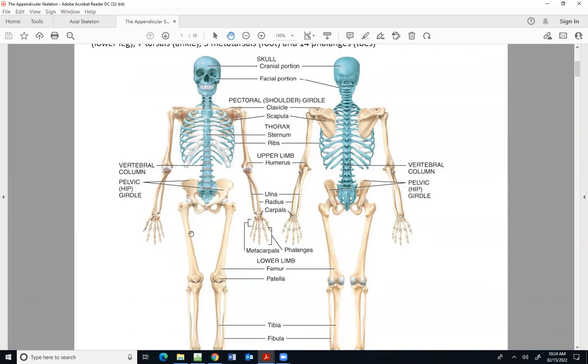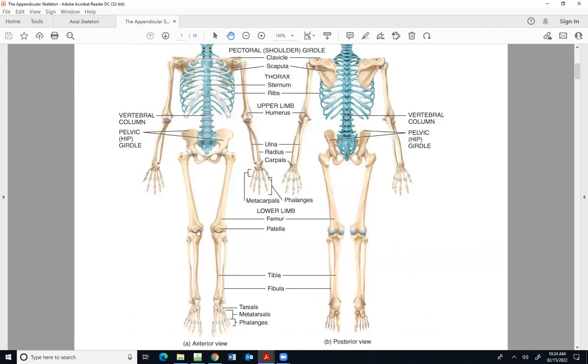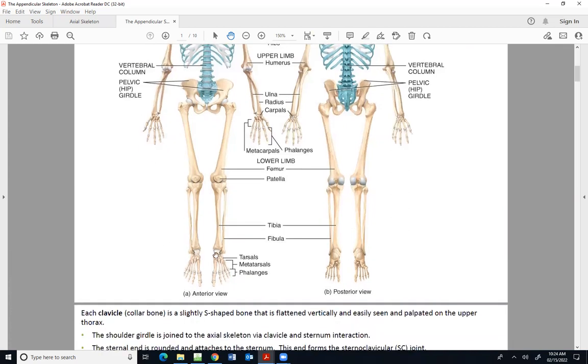One big long bone, the biggest, strongest, longest bone of the body, is the femur. Then you've got a patella on the front side of it, that's your kneecap. 2 lower leg bones called the tib and the fib, tibia and fibula. 7 ankle tarsal bones, 5 metatarsal foot bones, and then 14 toe bones called phalanges.